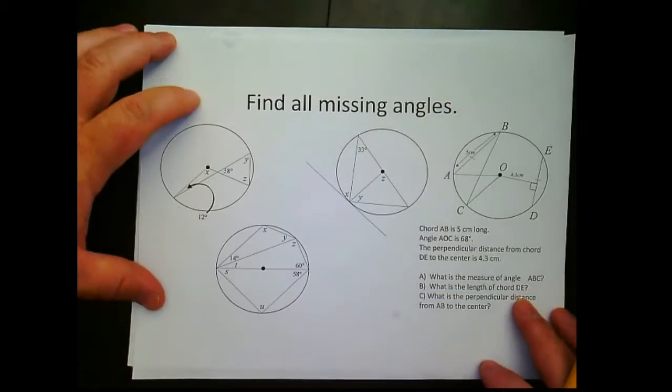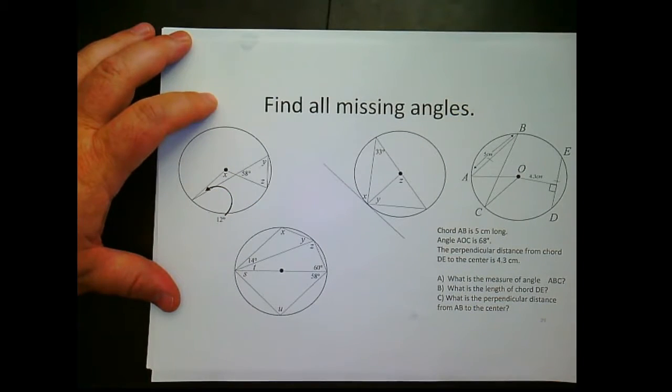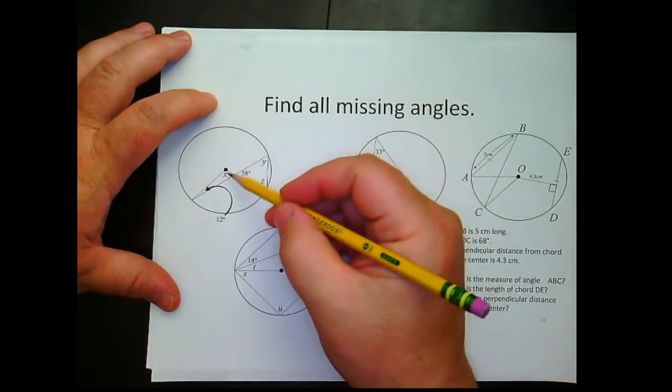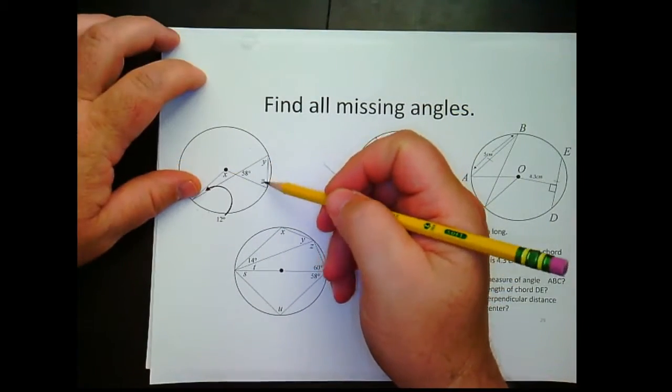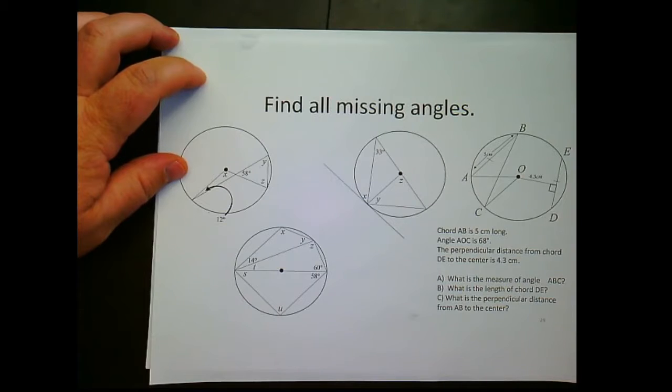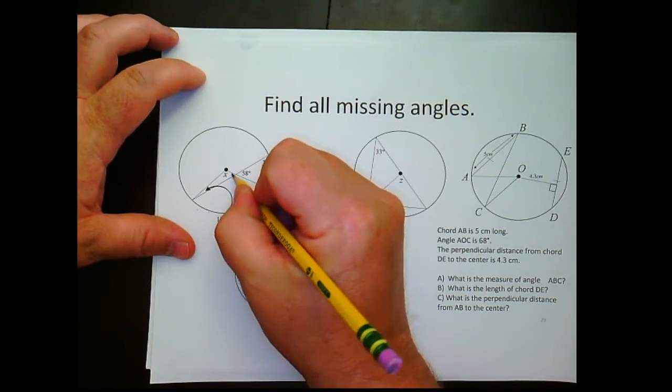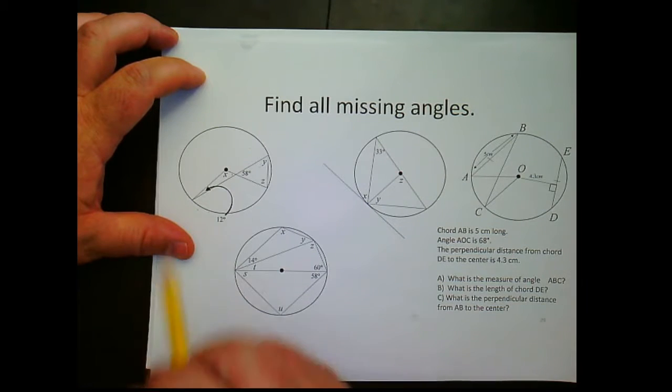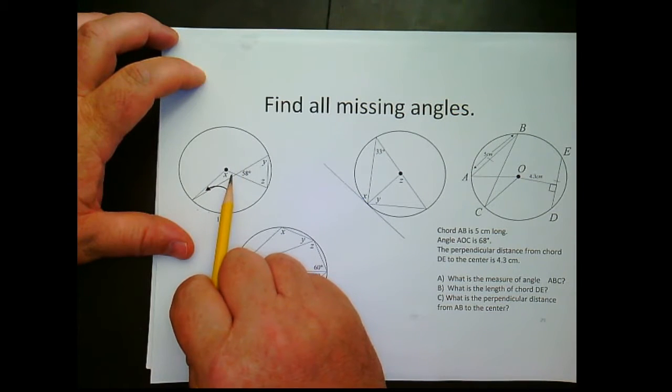Let's start with this first one. It says this is 12 degrees. And we have to find everything else. We're going to find all the missing angles. We're going to find X. We're going to find Y and Z. I remember doing this problem. It's a little tricky at first. And then I realized that that little angle, I don't know if you can see where I put that little dot right there. That's 58.